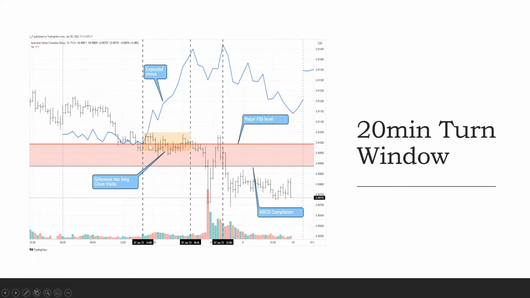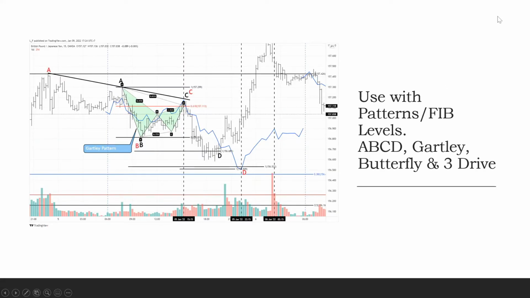But even after half an hour, it hasn't moved. Best just to cut it, because what generally tends to happen if it doesn't move, it'll go against us, and this is what happened here. Went against us and didn't work. So on to the next one.